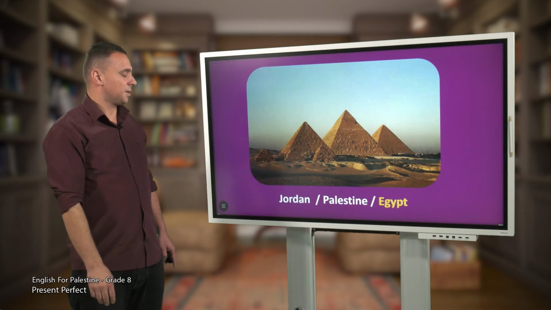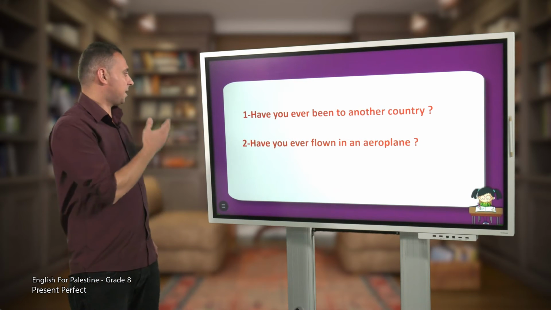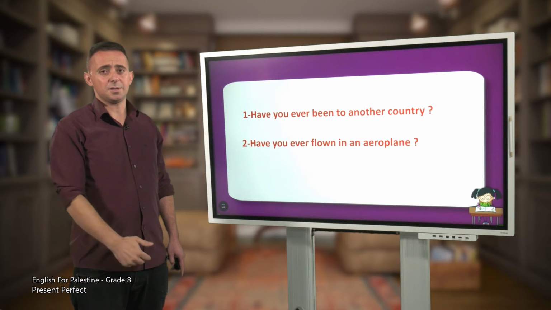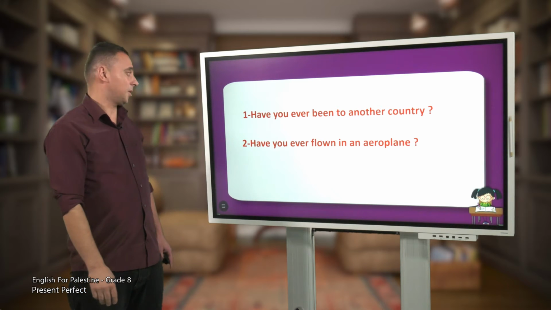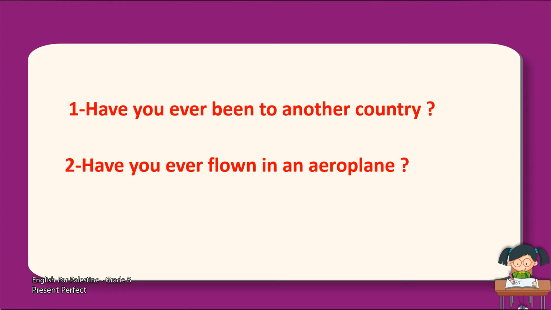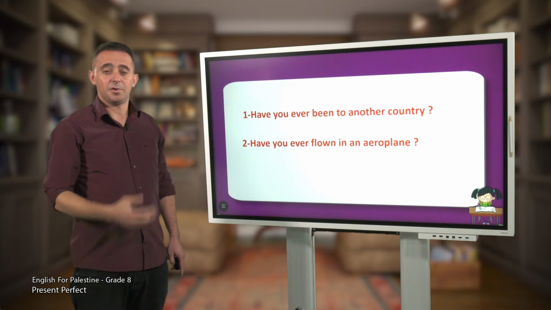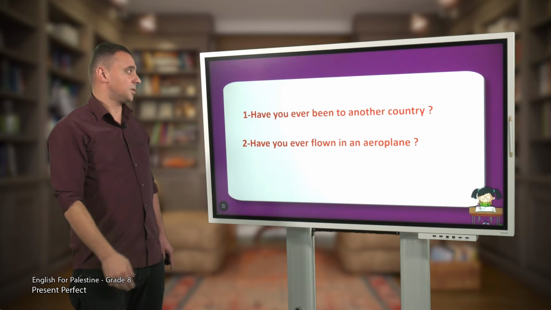Now, dear students, we have two questions. Let's read them. Number one, have you ever been to another country? Again, have you ever been to another country? Think of answers for these two questions. For me, I have never been to another country. Number two, have you ever flown in an airplane? Again, have you ever flown in an airplane? Think of an answer for this question. For me, I have never flown in an airplane. Now, dear students, let's continue.